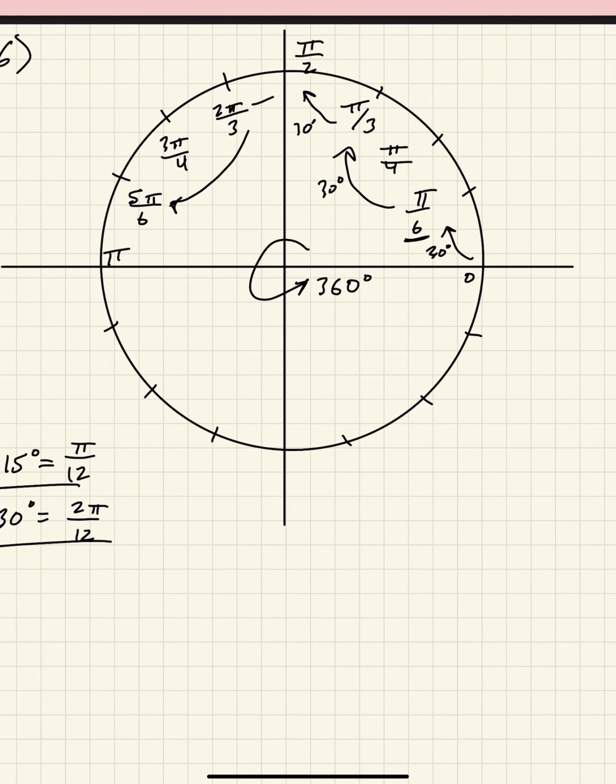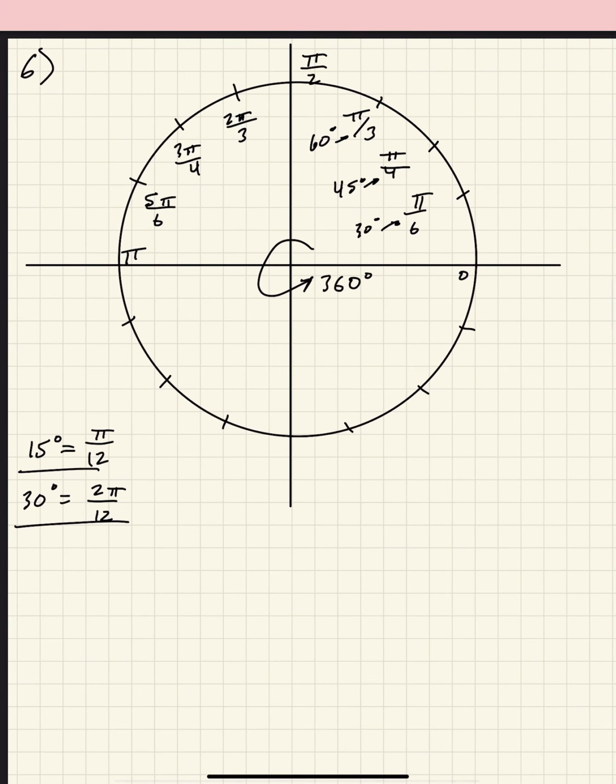Skipping over that middle section, I'll come back to it. So, how does 30 degrees correspond to pi over 6? And how does 45 degrees correspond to pi over 4? And how does 60 degrees correspond to pi over 3?